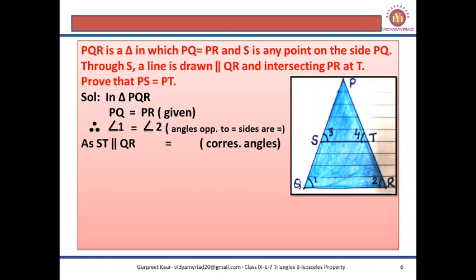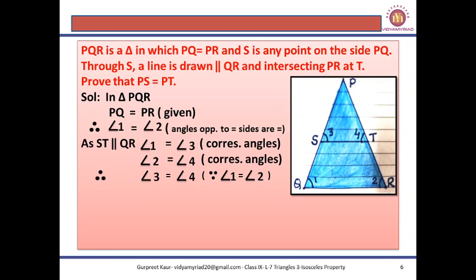Now we know that ST is parallel to QR, so we can say that angle 1 is equal to angle 3 because the lines are parallel, these are corresponding angles. Same way angle 2 is also equal to angle 4, these are also corresponding angles. Now we know that angle 1 is equal to angle 2, so therefore we can also say that angle 3 is also equal to angle 4.